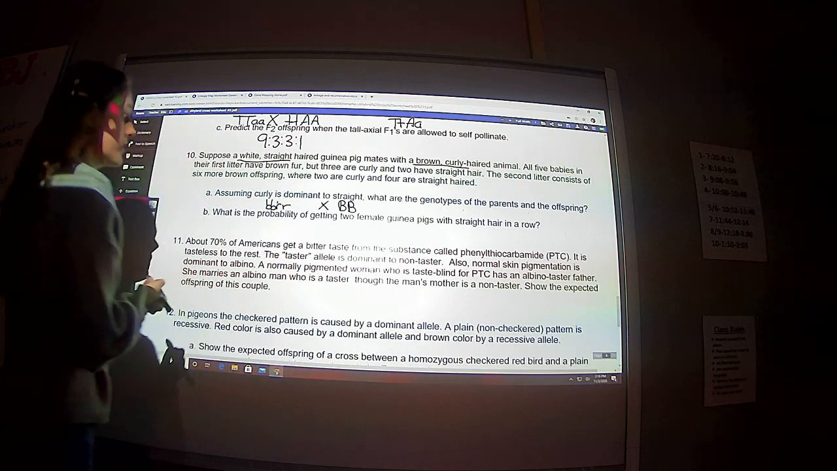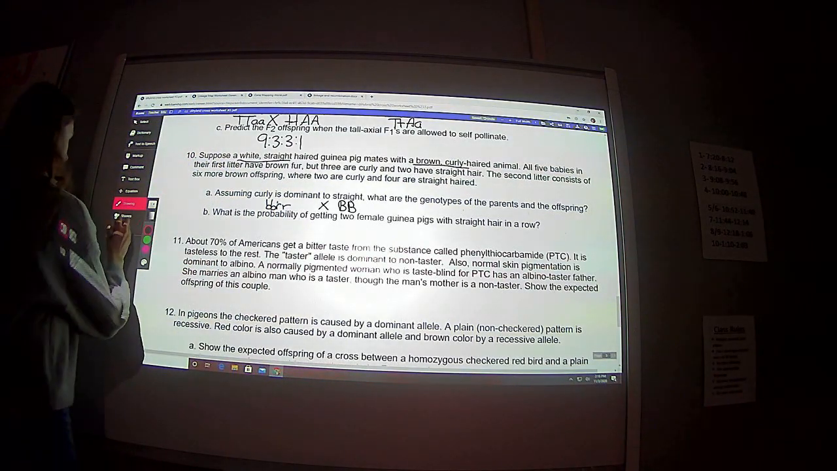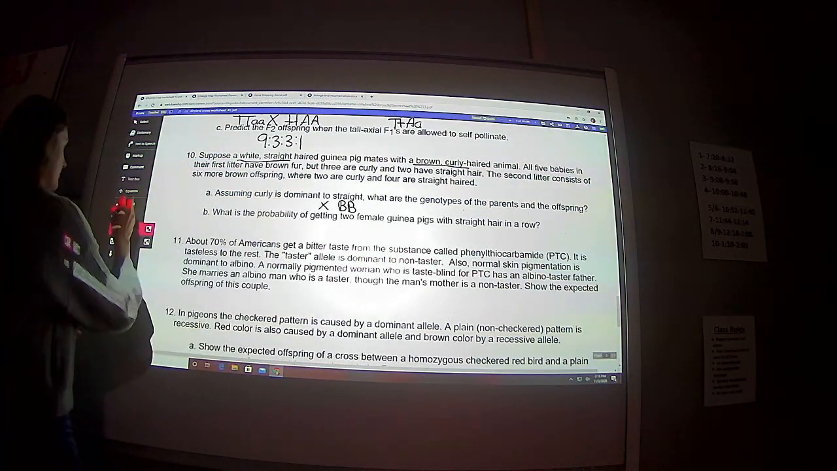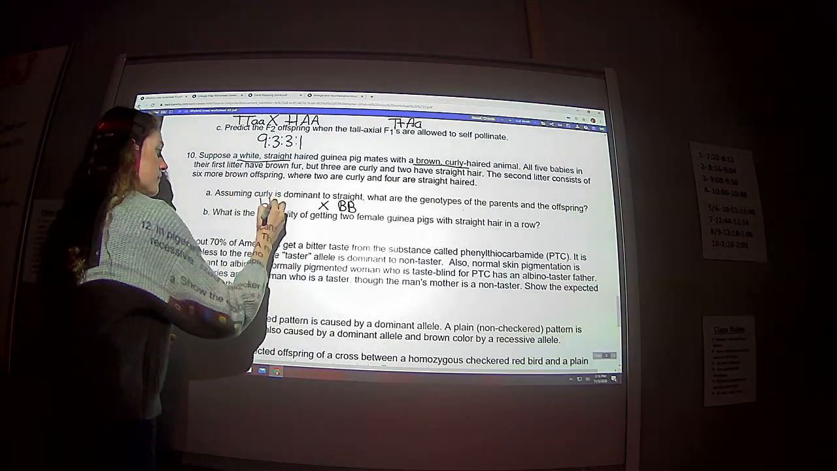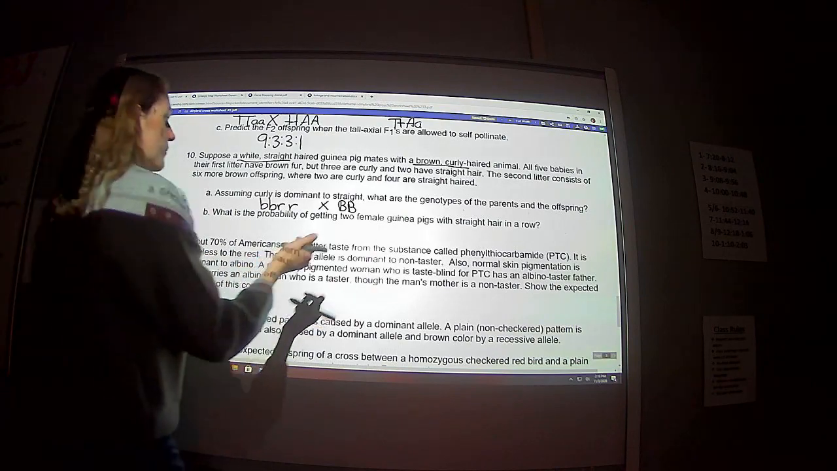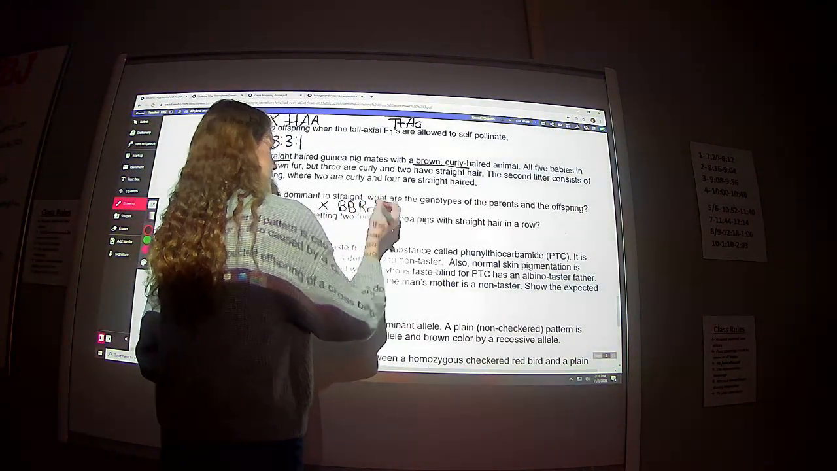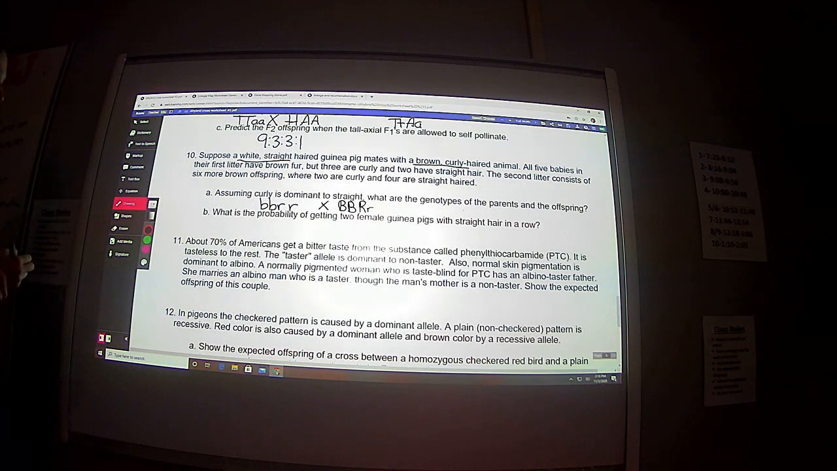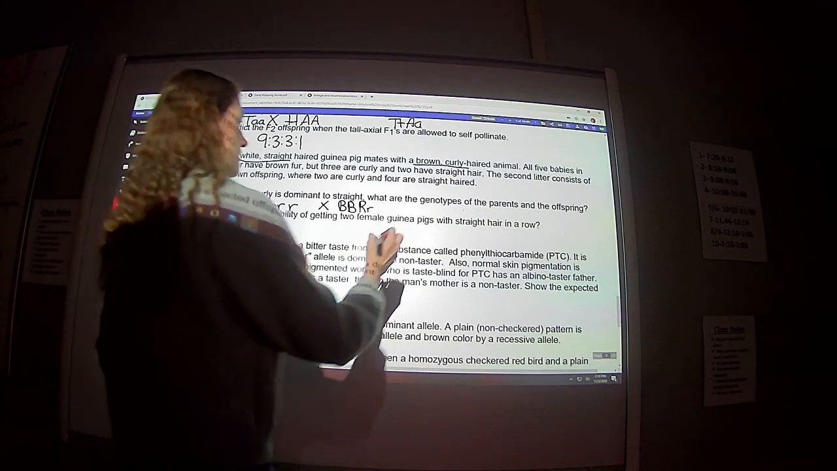So I'm going to go with 2 lowercase r's. Let me write that a little bit better so you can see it. And since we did have both, we're going to have a heterozygous over here. So that's going to be our parents. The offspring then are all going to be heterozygous for brown.